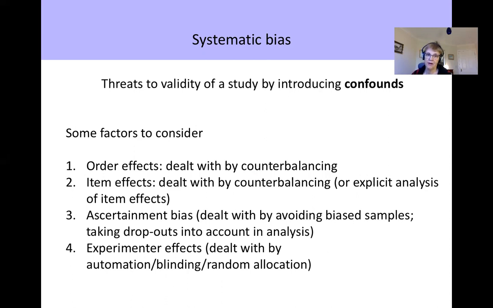And then another sort of bias is experimenter effects, where the experimenter, often unwittingly, is biasing the data they collect, perhaps in the direction of getting an effect of interest. That's a big area of research in psychology, and the more you can automate your procedures or blind allocation to groups, or ensure you use random allocation to groups, the better.